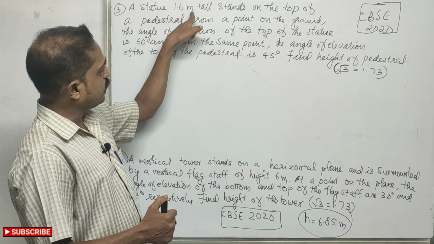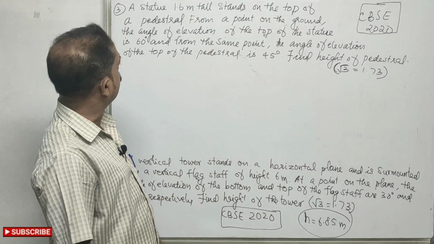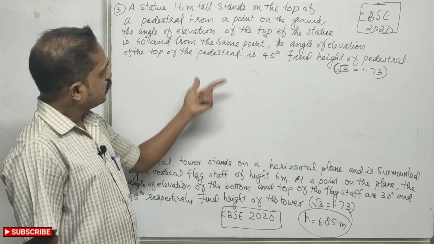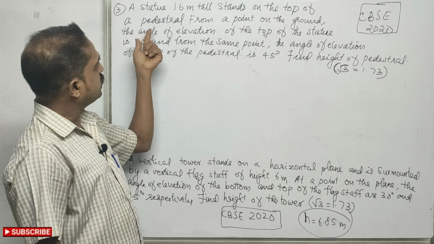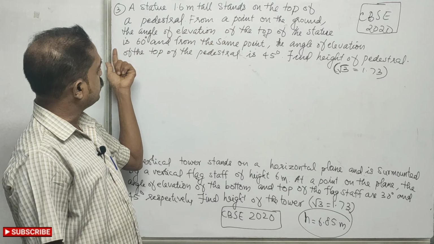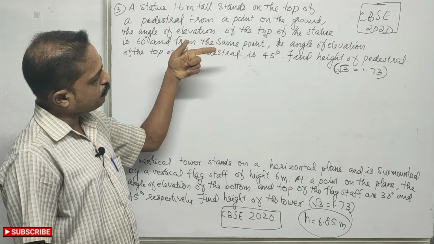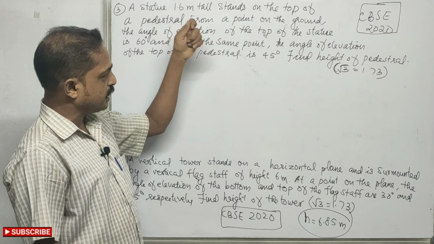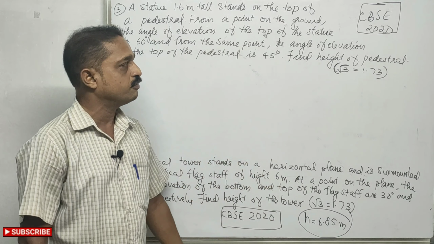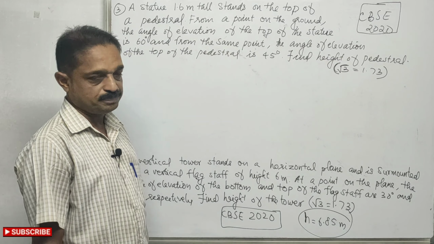See, a statue 1.6 meter tall stands on the top of a pedestal. From a point on the ground, the angle of elevation of the top of the statue is 60 degree, and from the same point, the angle of elevation of the top of the pedestal is 45 degree. Find the height of the pedestal.